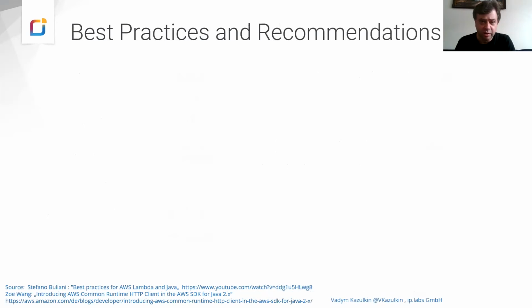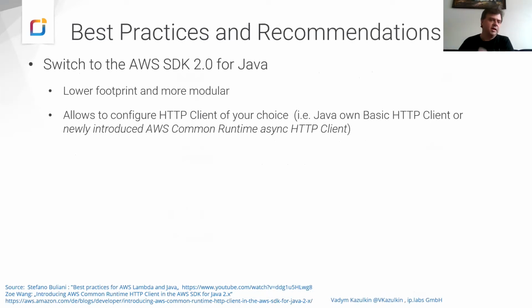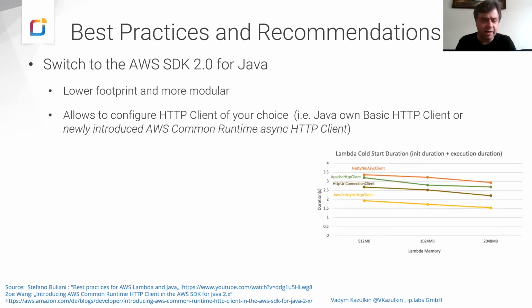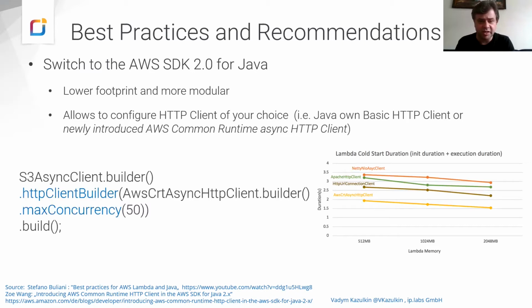So now we will look at these best practices, and one of these is, since years there is the old SDK Java version 1.0, but there is also the newer 2.0, and you should update anyway. It has a lower footprint and it is more modular, but it also allows you to plug in the HTTP client of your choice. And AWS has its own asynchronous AWS Common Runtime, because what you see here is that with the standard HTTP URL connection client, or even third-party Apache or Netty, you will also have very heavy cold starts.